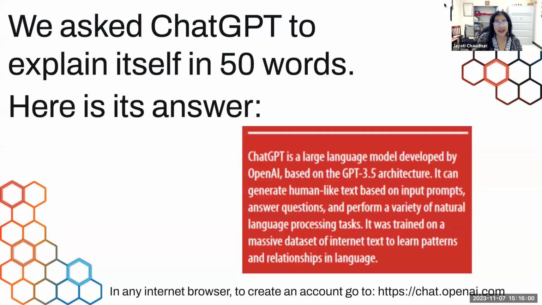So in any internet browser, to create an account, you can go to chat.openai.com. The URL is at the bottom of the slide, and you can create a free account and start using ChatGPT. It's really easy to use. As I said, you can ask any question and you can converse with ChatGPT.